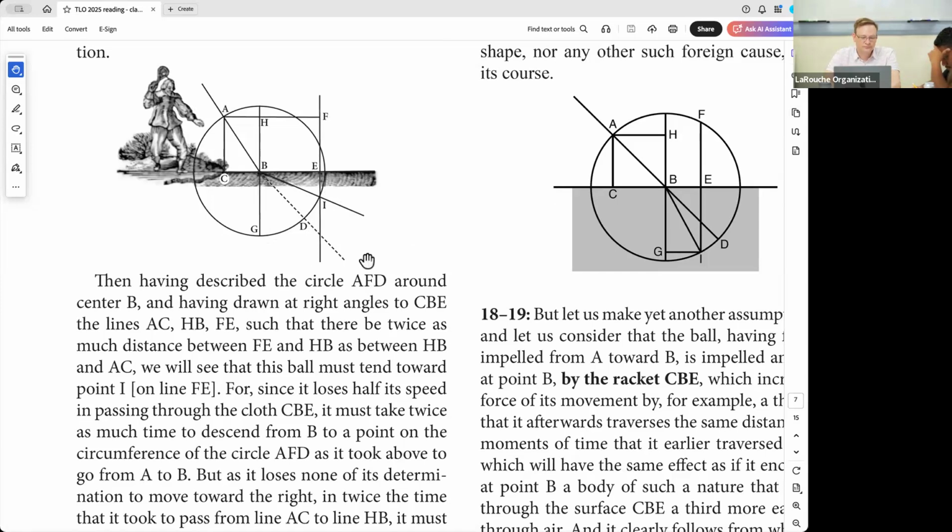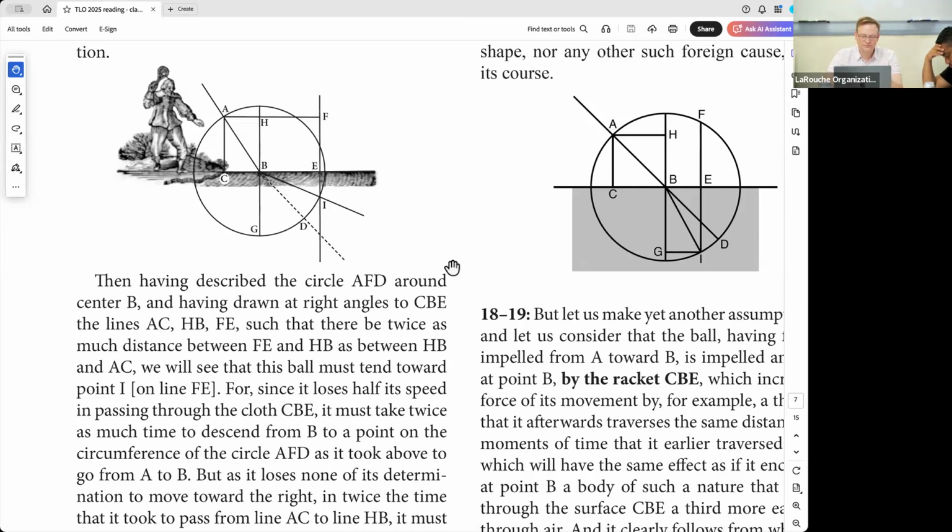Sure. Then, having described the circle AFD around center B, and having drawn at right angles to CBE, the lines AC, HB, FE, such that there be twice as much distance between FE and HB as between HB and AC, we will see that this ball must tend toward point I on line FE.